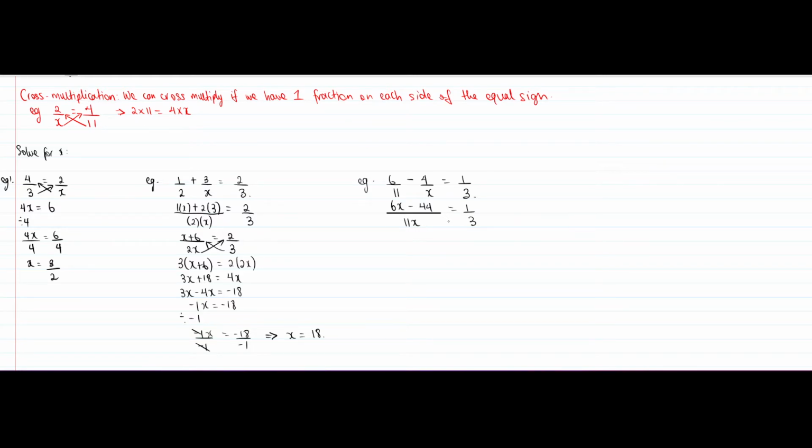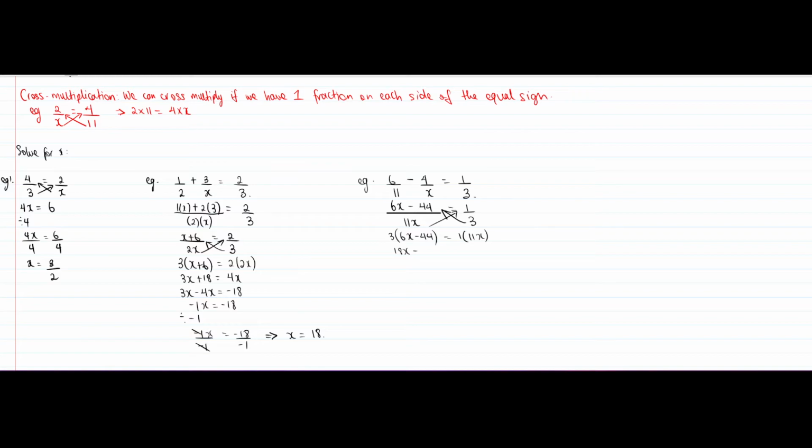I am allowed to cross multiply here because I have one fraction on this side and one fraction on this side. So do the cross multiplication for yourself. I'll have 3 into 6x minus 44 is 1 multiplied by 11x. Multiply the outside term by everything inside. I get 18x, take away 44 by 3.